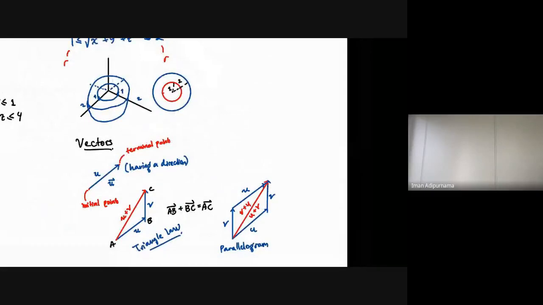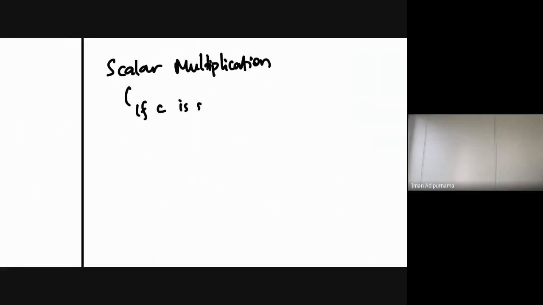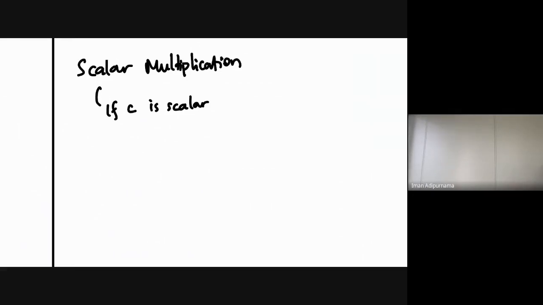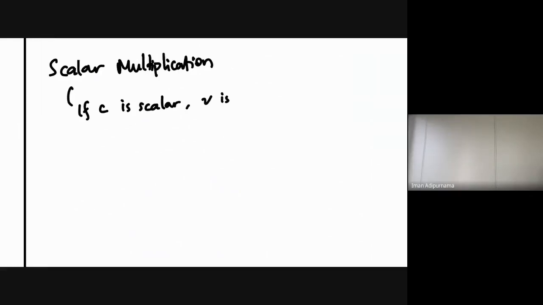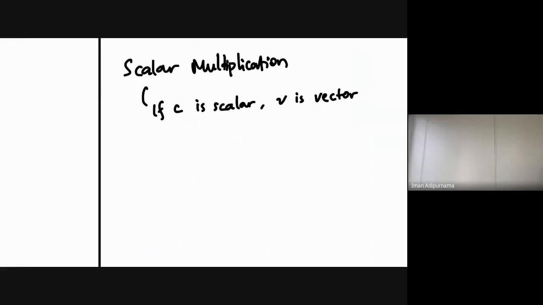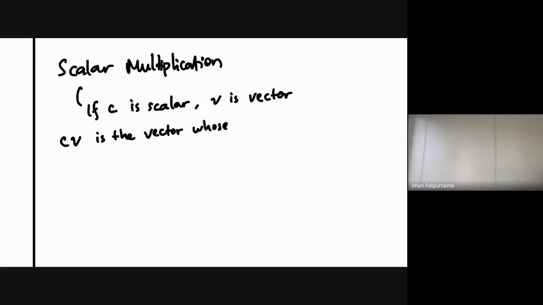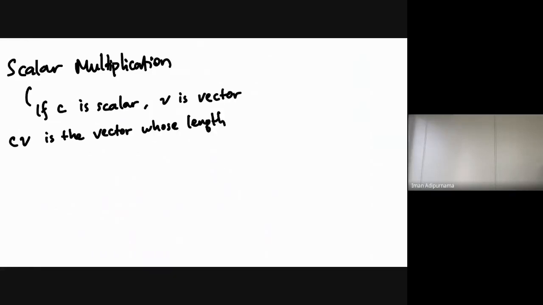The next thing in vectors is this scalar multiplication. So if C is a scalar, which means only the value, without directions, and V is a vector, then CV, this scalar multiple, is the vector whose length is C times V.